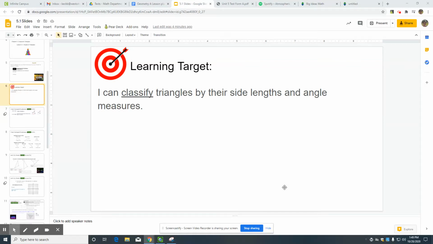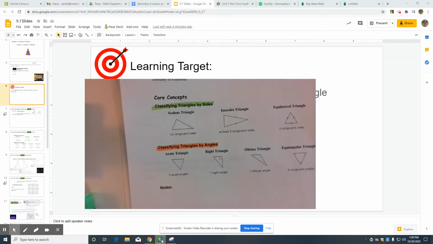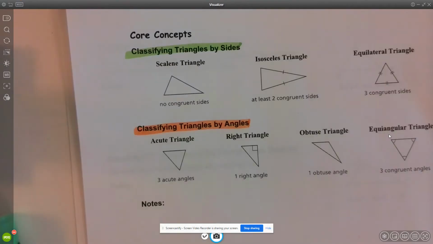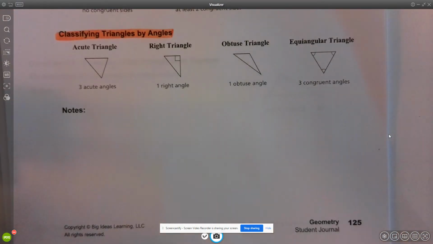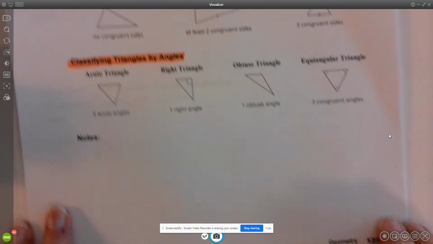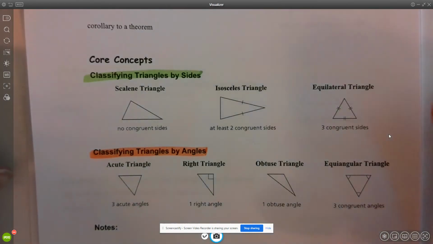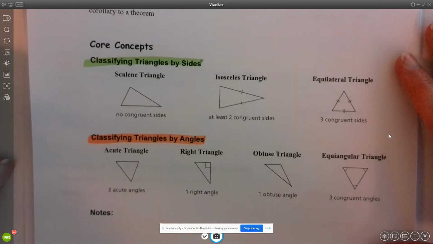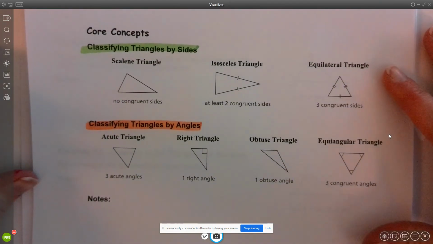This video goes with lesson 5.1, and in this video we are going to classify triangles by their side lengths and angle measures. We're going to open up our journals to page 125. So open up your student journals to page 125, and we're just going to review how we can classify triangles by their sides and their angles.